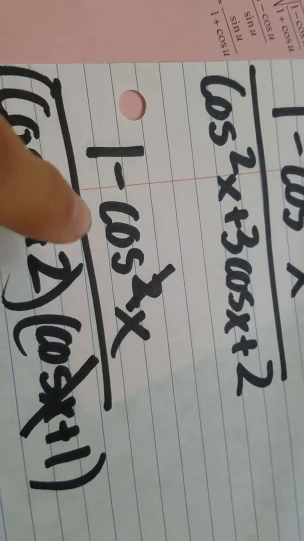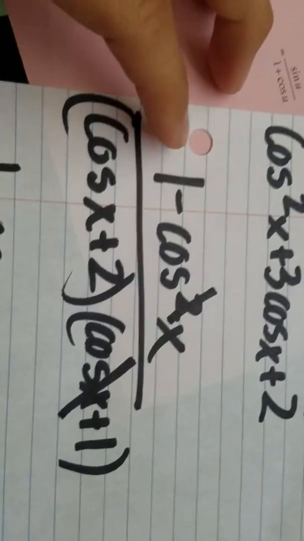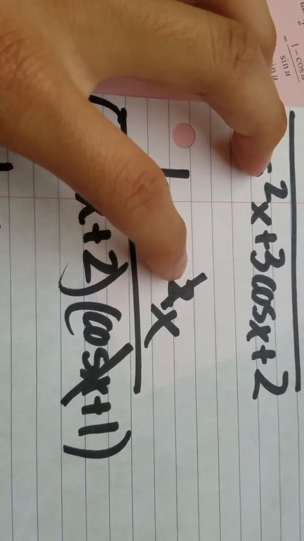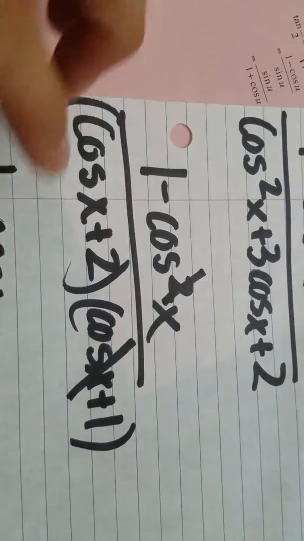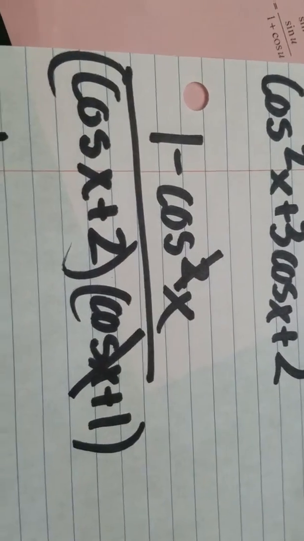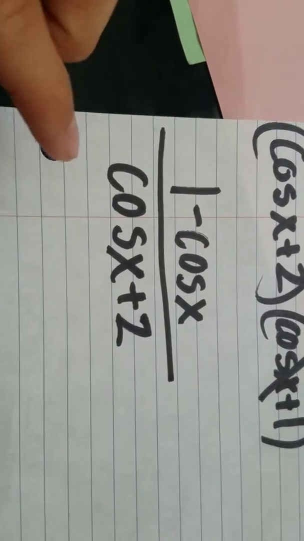We were able to cancel out cosine x plus 1 with 1 minus cosine squared x. It did not cancel out all of our numerator because, well, it was squared. So therefore only 1 gets canceled out because the denominator part was not squared. Which will then leave us with 1 minus cosine x all over cosine x plus 2.